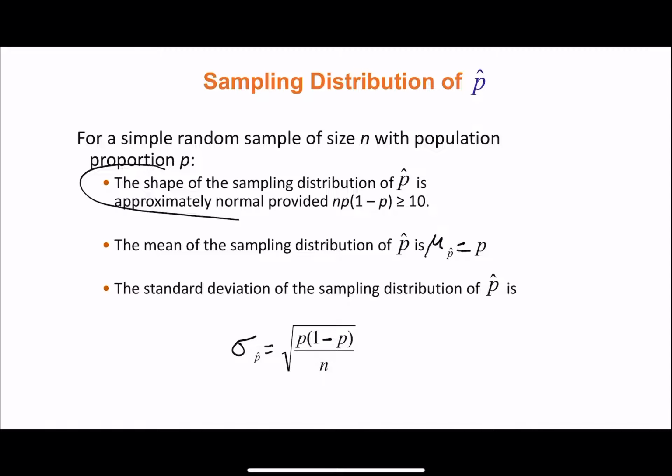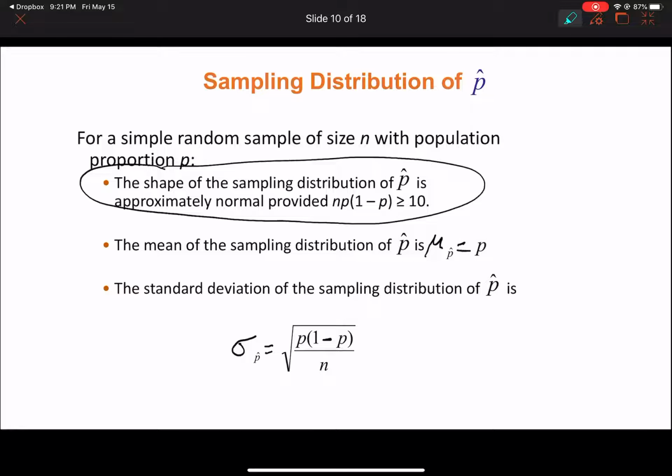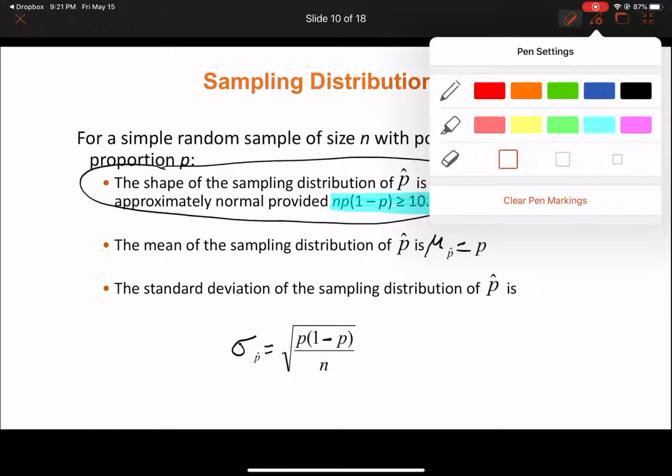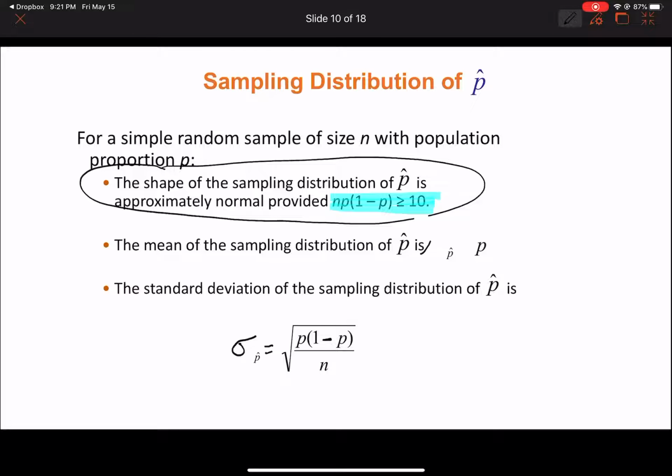Okay, so first, the shape of the sampling distribution of p-hat is approximately normal if, so you guys saw this before, np times 1 minus p has to be greater than or equal to 10. You may be asked this on a test. You're going to want to pay attention. And this is really ugly. I'm going to try to fix it. So the mean of the sampling distribution, my mean of p-hat equals p. So whatever the population proportion is, that is what we're going to use for the mean.